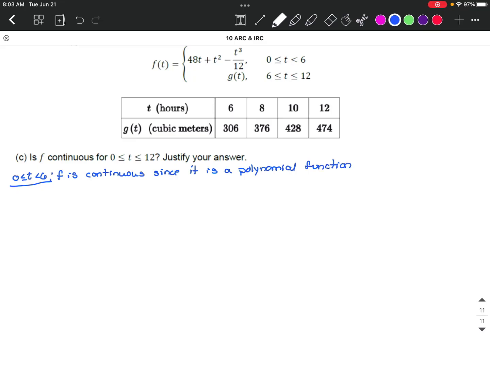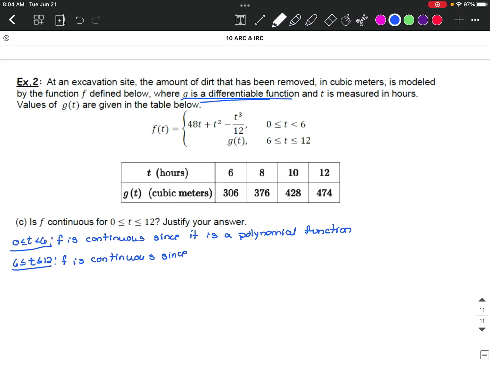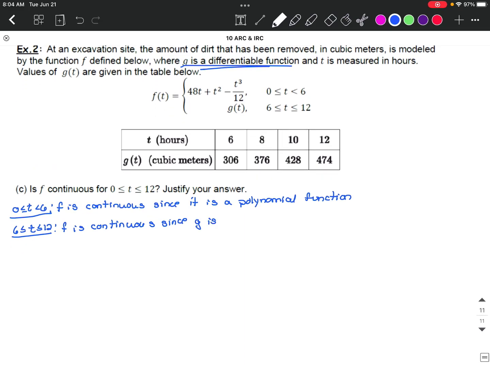Also, from 6 to 12, f is continuous since they told us here g is differentiable. Since g is differentiable, which means g is continuous on the interval. So the only problem we have to check is where it's changing pieces, which is at 6.